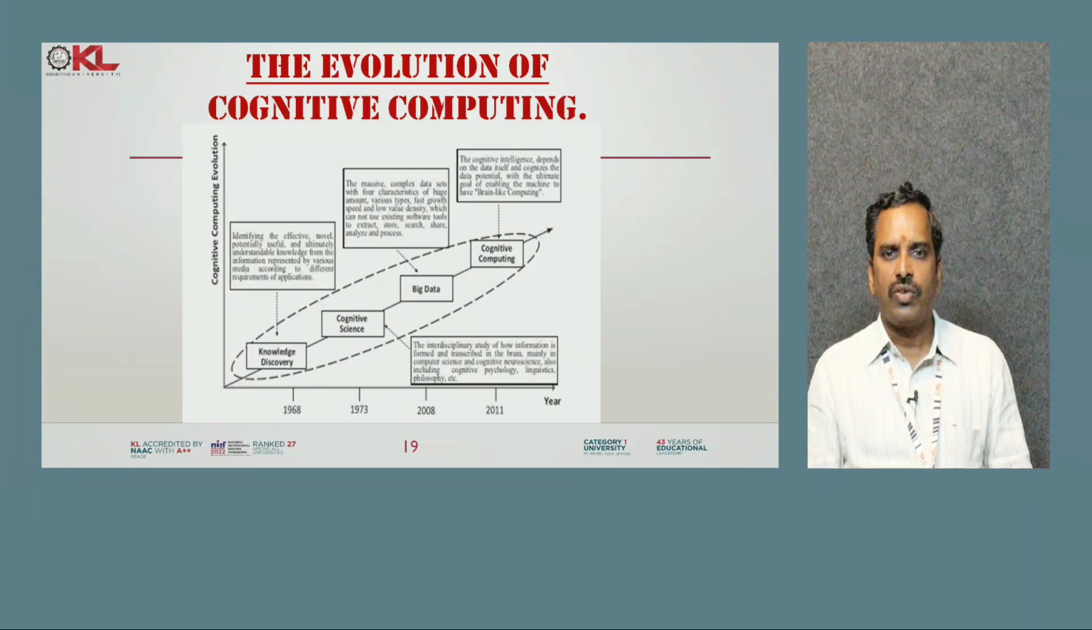And finally cognitive computing evolved in 2011. Cognitive intelligence depends on the data itself and cognizes the data potential with the ultimate goal of enabling the machine to have brain-like computing. Brain-like computing means human thinking, mind and brain, so we invented cognitive computing in 2011. The origins for that are big data, cognitive science, knowledge discovery, psychology, linguistics, philosophy, and so on.